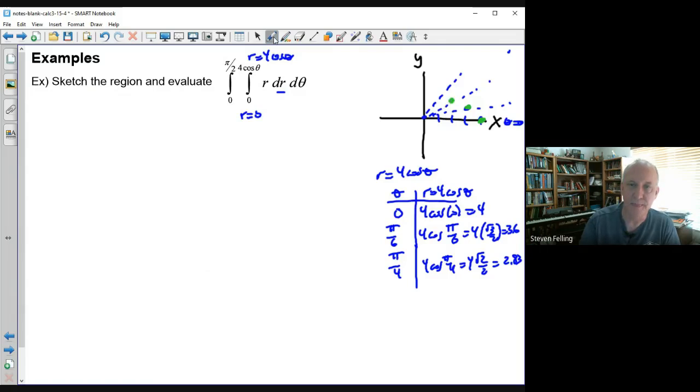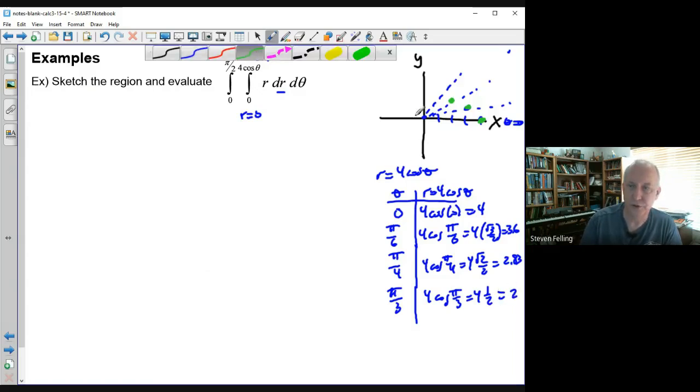And then at pi over 3, we would have 4 times the cosine of pi over 3, which is 4 times 1/2, which is 2. So if I were to go to pi over 3, then only this far out, 2. And then finally, when I get up here to pi over 2, I have 4 times cosine of pi over 2, which is 0. And so I'm back to 0.